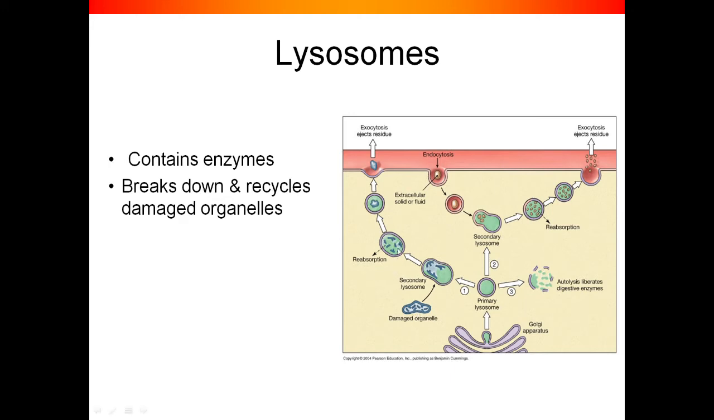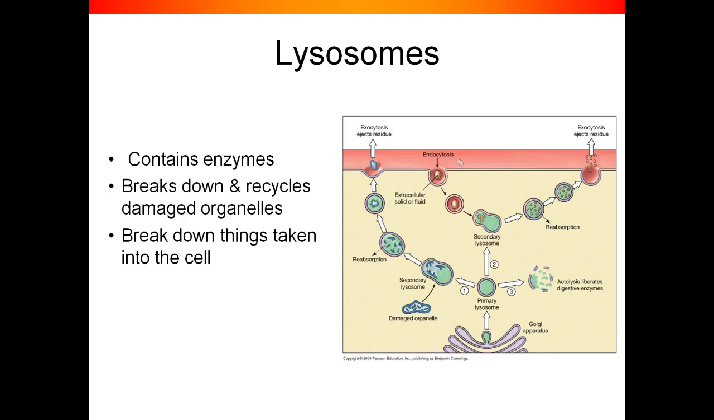The things that are not needed, the waste products, those would be excreted or ejected from the cell through the process of exocytosis, where this membrane-bound vesicle would bind to the cell membrane so that the contents can be released to the outside of the cell. Okay. Lysosomes can also break down things that are taken into the cell. Right here we can see the cell engulfing some extracellular substance, could be a solid, it could be a fluid, but it engulfs it through the process of endocytosis.